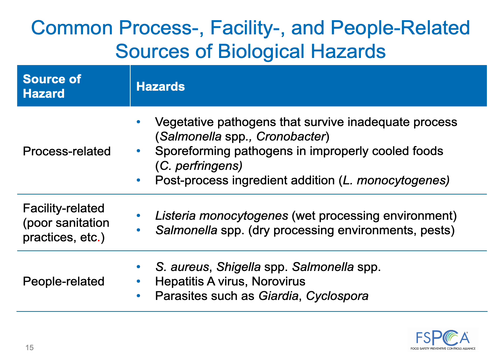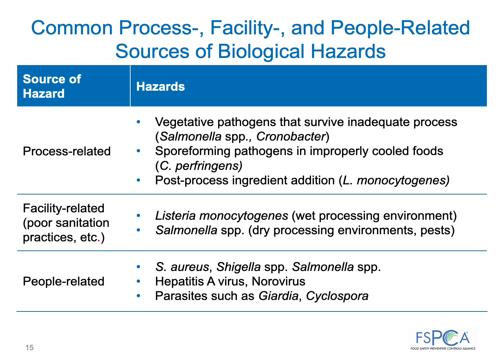There are many potential sources of biological hazards from the process itself, referred to as process-related hazards. These types of hazards could include survival of pathogens, if the process is not adequate to inactivate them, improper cooling that could allow outgrowth of spores, or contamination from ingredients added after the process control. Other potential sources of biological hazards could include the facility itself, referred to as facility-related hazards.